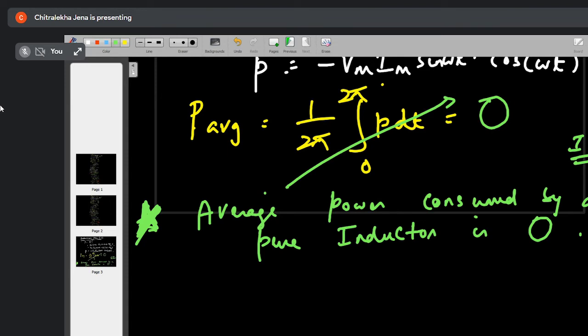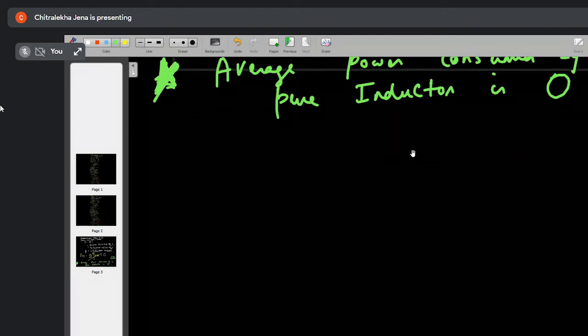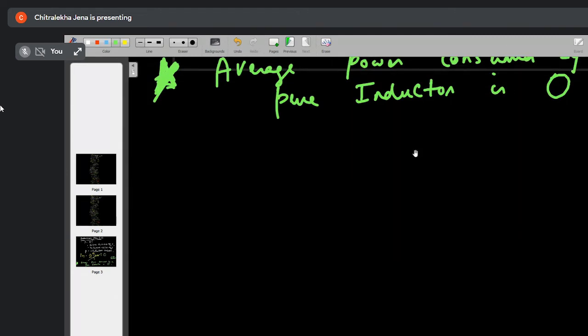Okay, if you take a pure inductor, the average power consumption is completely zero. That is the reason you may get a question: why are inductors energy storage elements? Your answer should be: they are energy storage elements because the average power consumed by a pure inductor is completely zero. It takes power from the source and after that gives back that power to the source again.